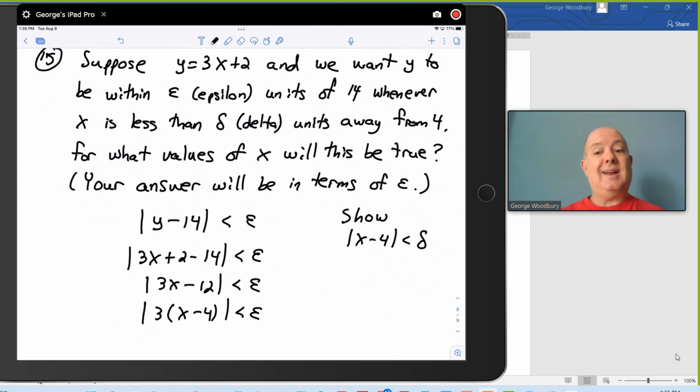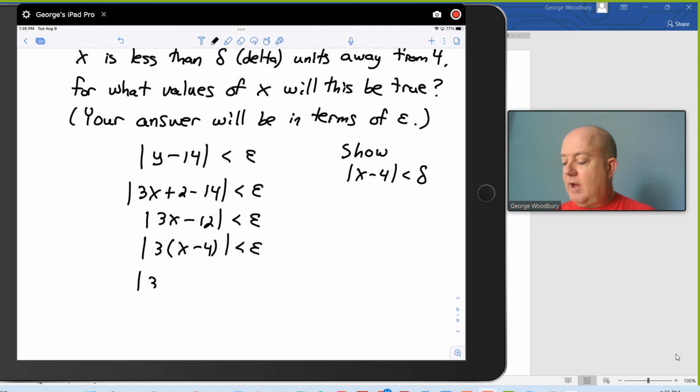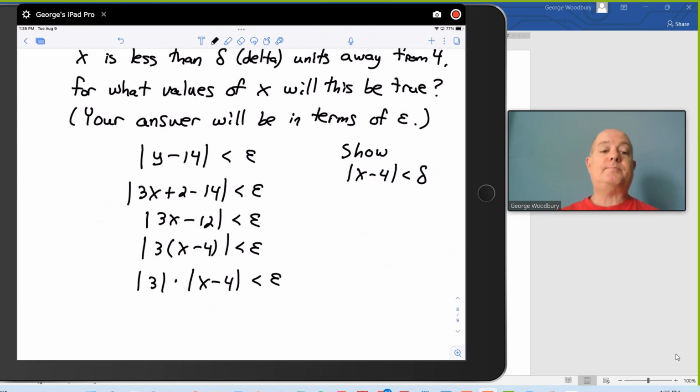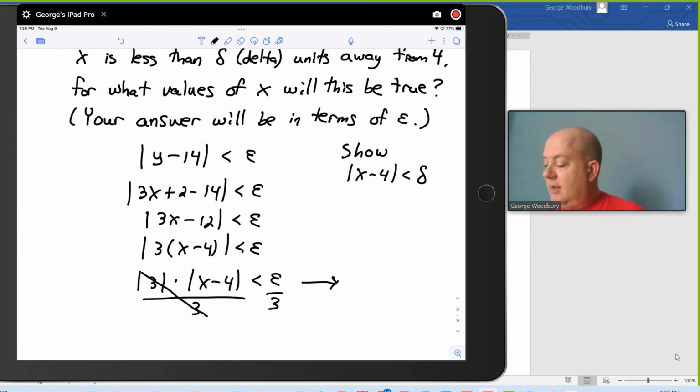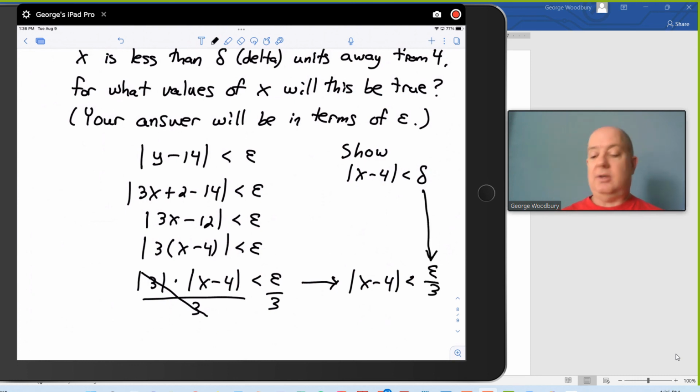And I can split that absolute value into the product of two absolute values. The absolute value of 3 times the absolute value of x minus 4 is less than epsilon. But the absolute value of 3 is 3. So I can divide both sides of this inequality by 3, and that's going to isolate the absolute value of x minus 4. So we get absolute value of x minus 4 is less than epsilon over 3. That is my number delta. So here, the solution to this problem is delta equals epsilon over 3.